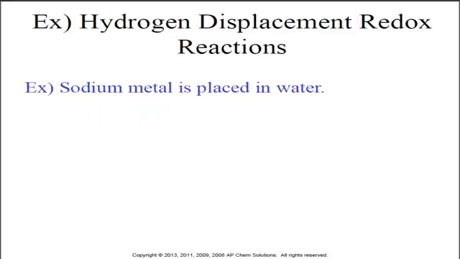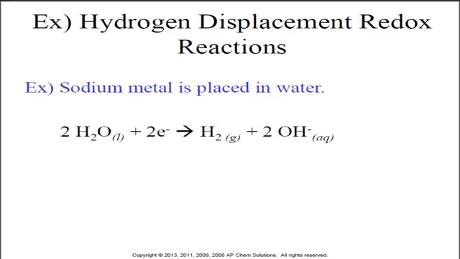So when we put sodium metal in water, we first of all need to look at reduction and oxidation. What's the reduction half reaction? That's where our water is gaining 2 electrons. What's the oxidation half reaction? Our sodium is losing electrons. Now we need to balance this by putting a 2 in front of sodium, sodium ion, and the electron. This is done because we need the electrons to cancel in the balanced net ionic equation.